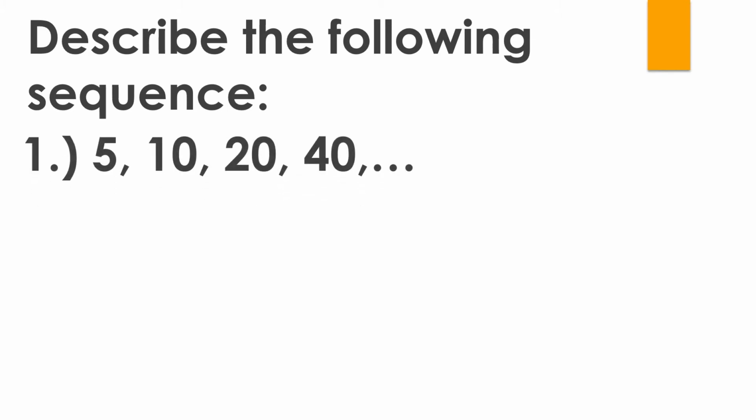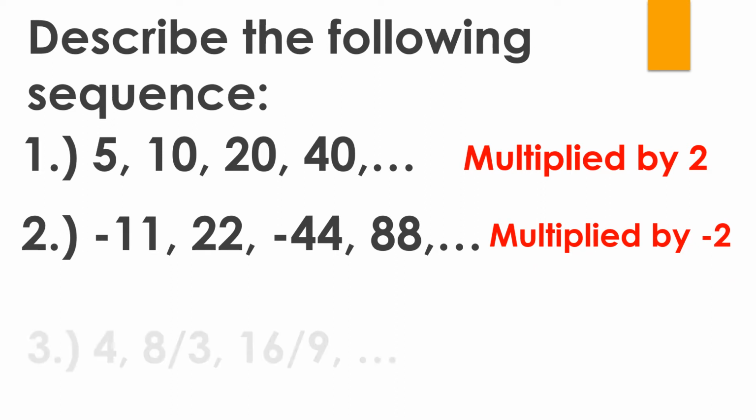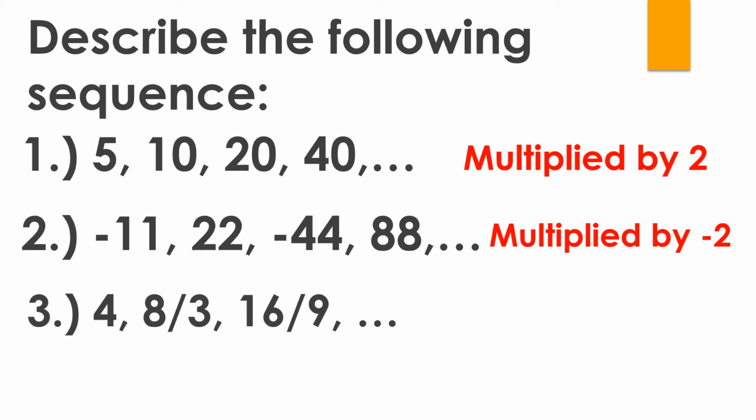From the first sequence, we are multiplying each term by 2 to get the next term. The second sequence is also multiplied, not by 2 but by negative 2. And for the third sequence, we multiply it by 2/3.